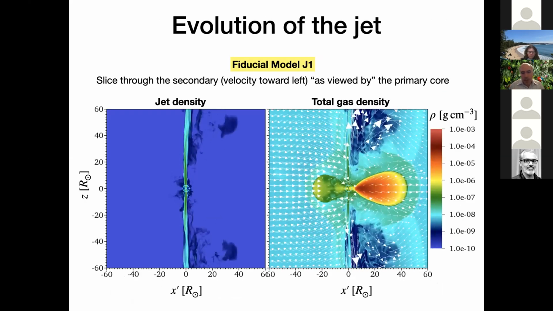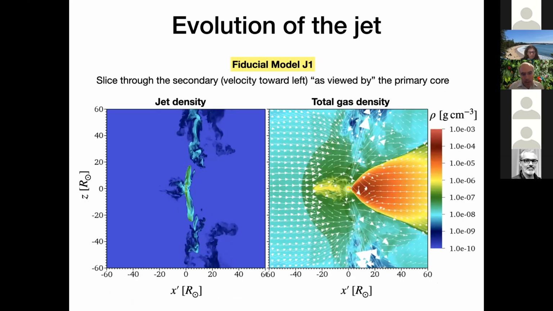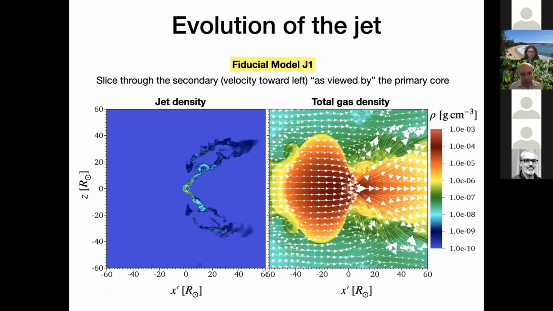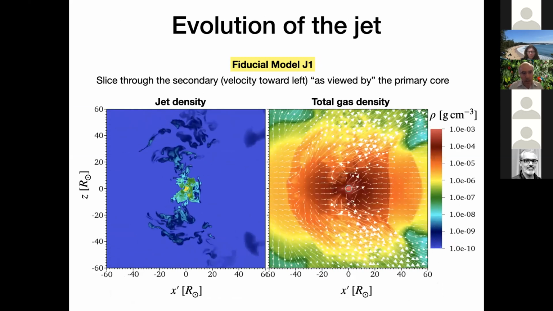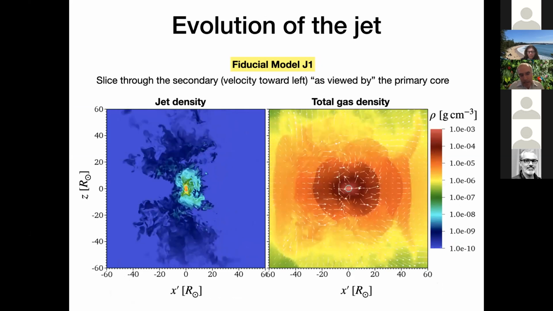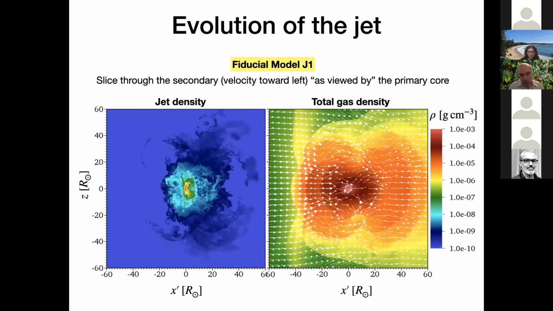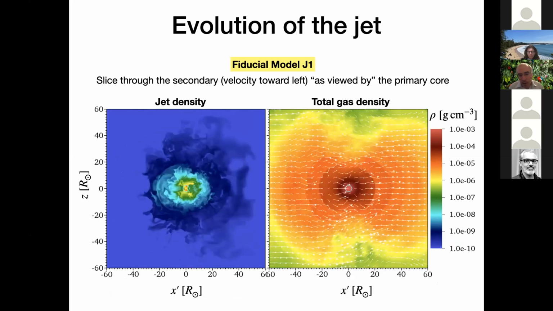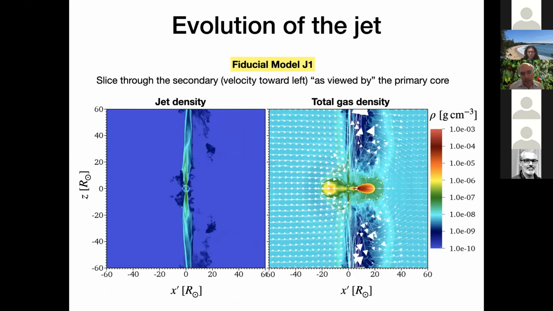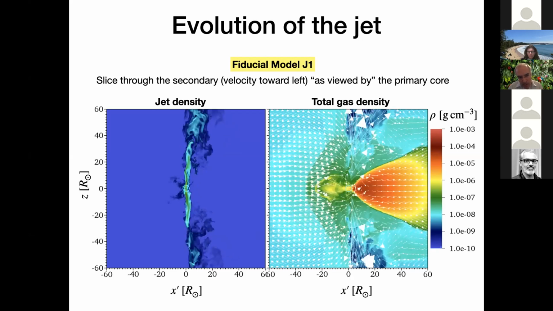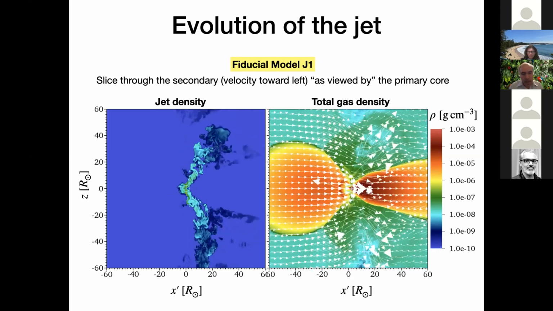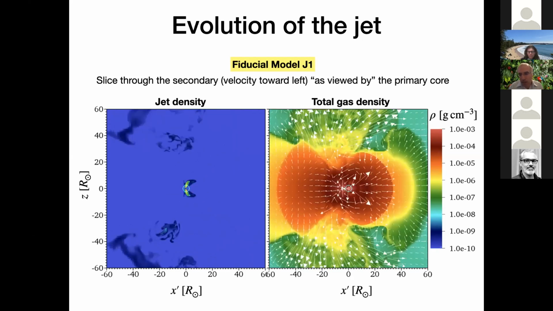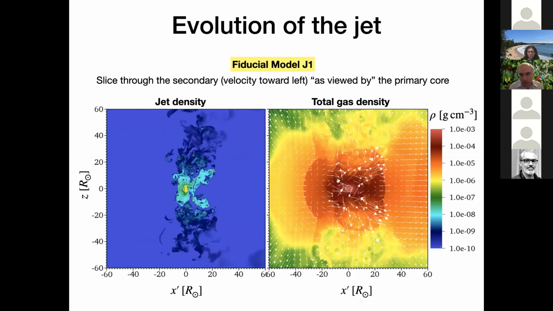So here's the movie showing a slice through the secondary, which is at the center. The softening radius is shown there. And it's perpendicular to the orbital plane and perpendicular to the imaginary line joining the primary core particle and the secondary. And on the left, you see just the jet material. So we have a tracer for that. And then on the right is all of the gas with the velocity vectors.